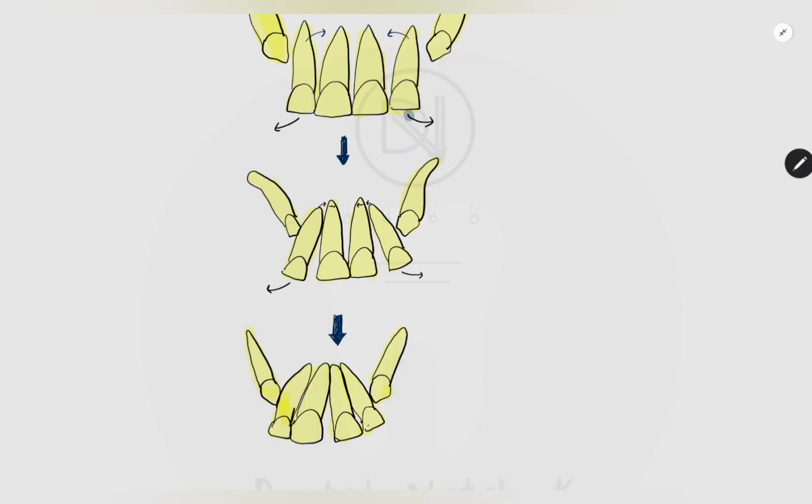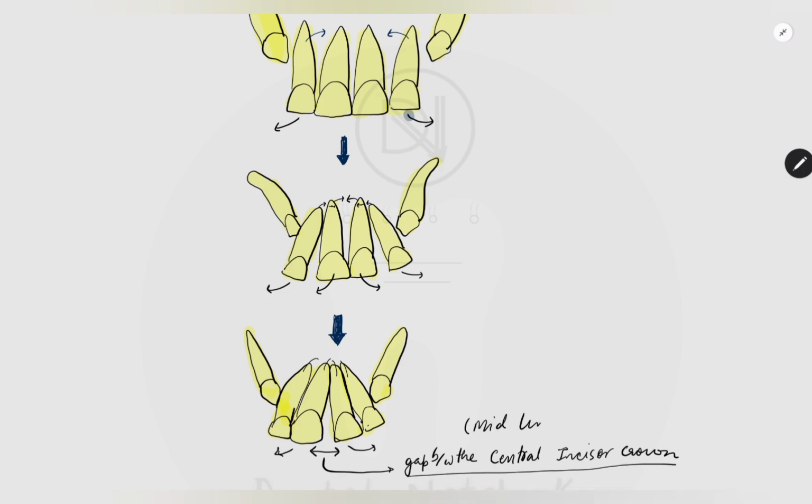Here you can see that the roots of the central incisors also start moving more mesially, and the crowns of the central incisors start moving more distally. The roots are more towards the mesial side and the crowns more towards the distal side. This creates a gap between the central incisor crowns, which is a midline spacing. When children of 8 to 9 years of age smile, their teeth appear divergent like this.